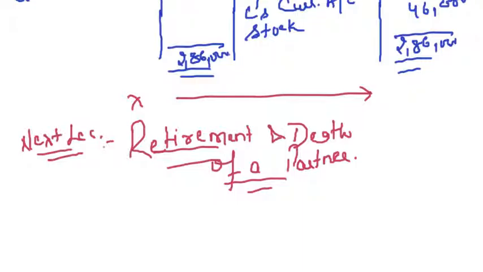Right? Before that, I will suggest go through change in profit sharing ratio, admission of a partner, goodwill, all the chapters. If you are clear about the concepts of all the previous chapters, then this chapter of retirement and death of a partner is going to be very, very easy. So I will suggest friends go through the previous lectures first, and then this retirement chapter will be very easy. In the next lecture, we'll be starting with the retirement chapter.